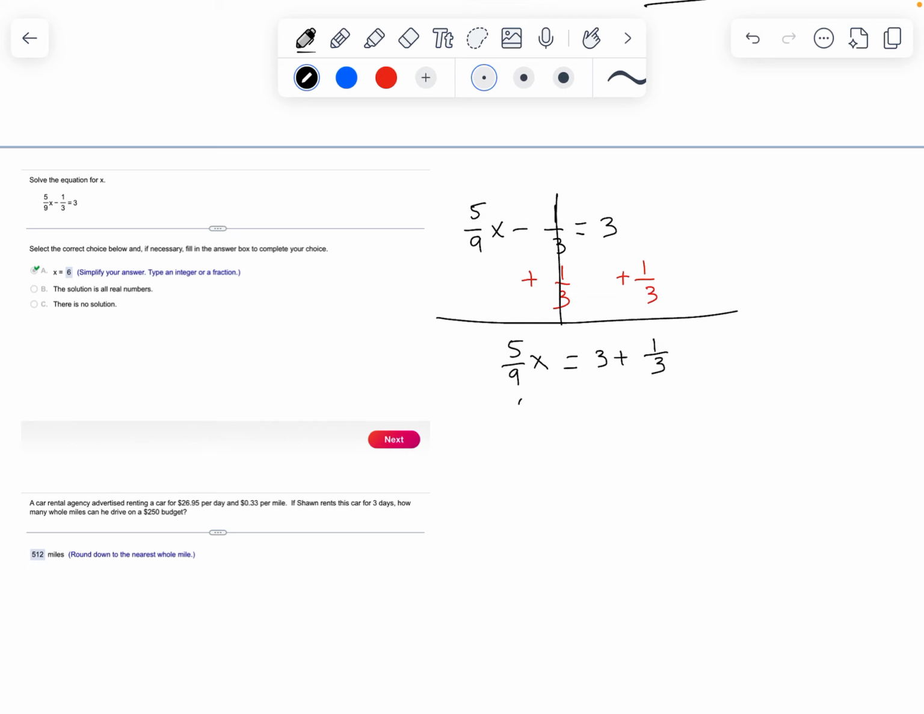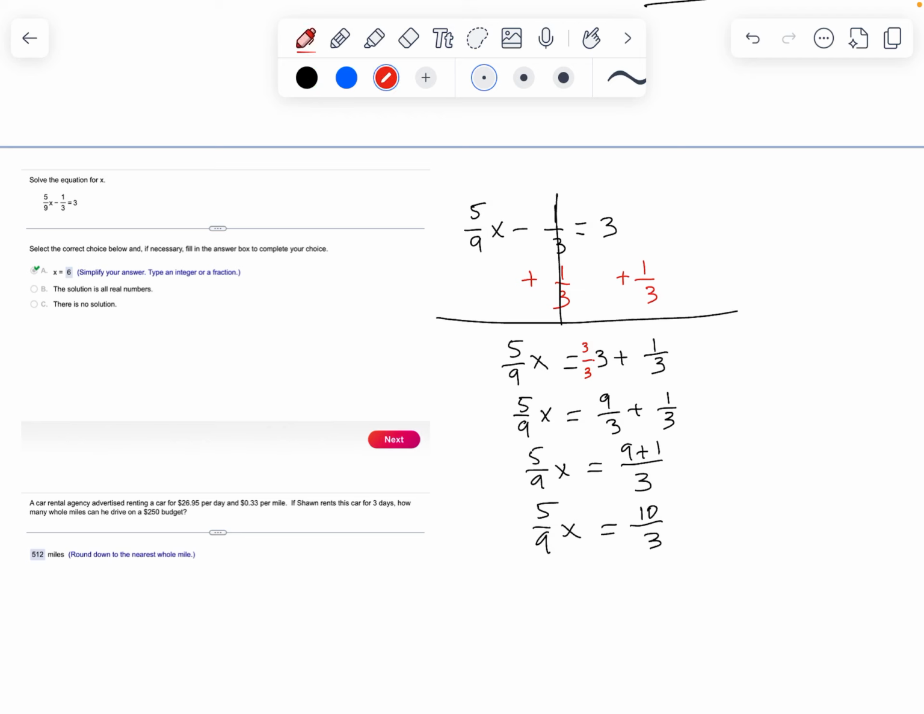And then we want to make the right side have the same denominator. We already have one fraction that has a denominator of 3, so I can multiply the 3 by 3 over 3. That will be 3 times 3, which is 9 over 3, plus 1 over 3. 9 plus 1. Now that they have the same denominator, 5 over 9x equals 10 over 3.